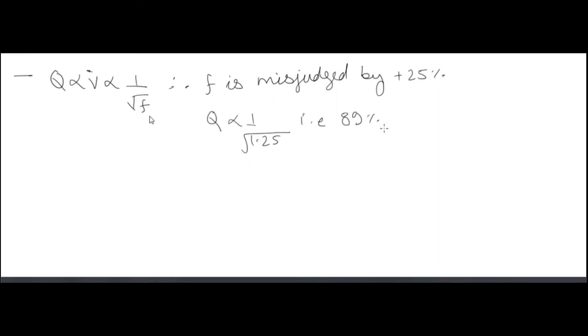So if a question says the friction factor has been misjudged by plus 25%, meaning instead of f they have put 1.25 f, then discharge will be 1 by under root of 1.25, meaning discharge becomes 89%. So discharge gets reduced by 11%. If you increase the friction factor by 25%, discharge will reduce by 11%.